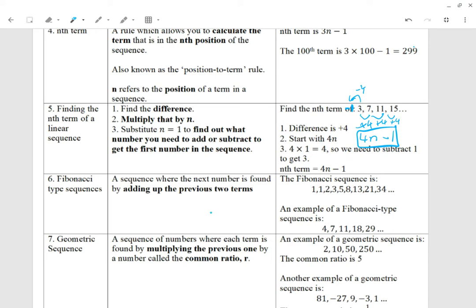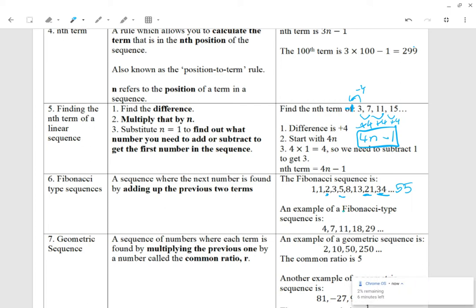Okay, so Fibonacci type sequences. Now, this is a special type of sequence where the next term is found by adding up the two previous terms. So if you look here, 1 plus 1 gives you 2. 2 plus 3 gives you 5. 5 plus 8 gives you 13, and so on. So the next term will be 21 plus 34, which will be 55.